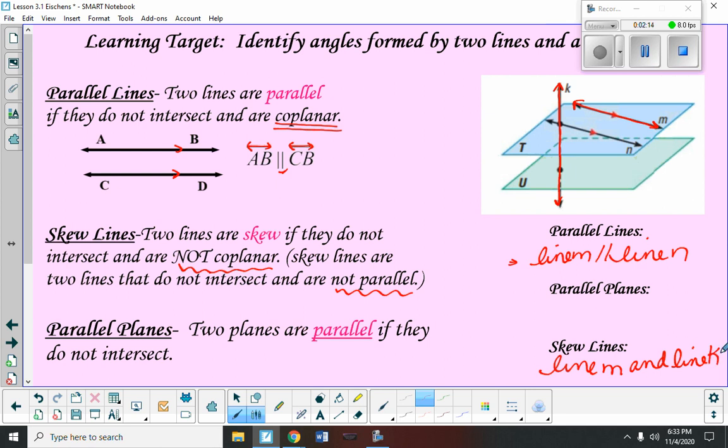All right, and then lastly, parallel planes. Two planes are parallel if they do not intersect. So here we have plane T and plane U. So we'll write plane T and plane U. They're parallel. And let me put the symbol in there too, we need to start using that. Plane T is parallel to plane U.